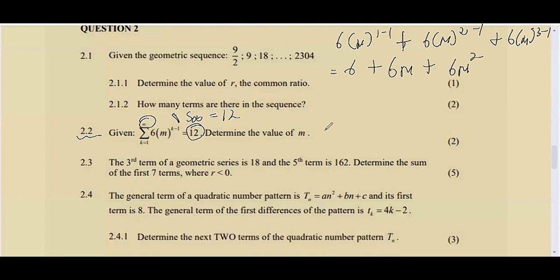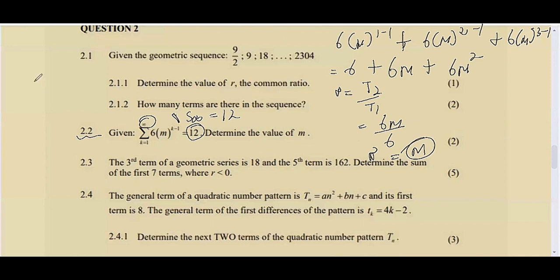Right. Now to calculate your value for R, you'd have to say R is equal to T2 divided by T1, which would be 6m divided by 6. So that means your R is equal to m, right?